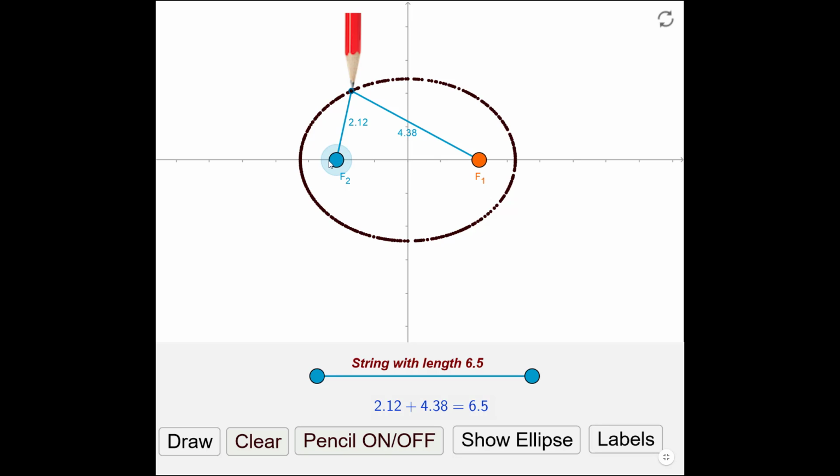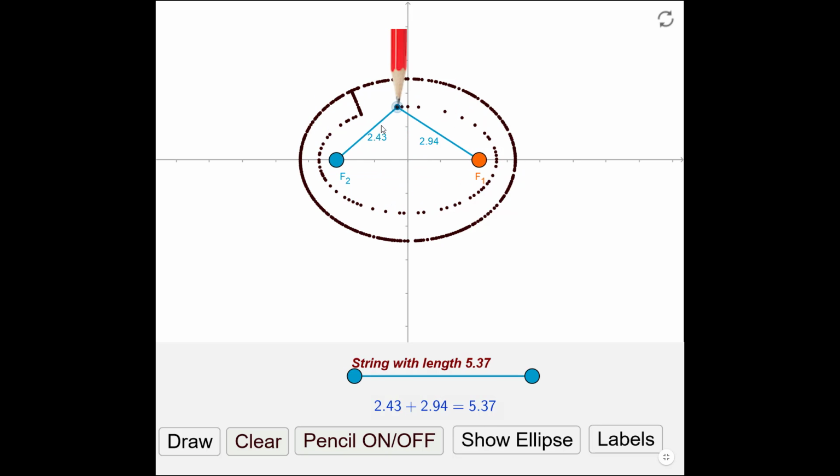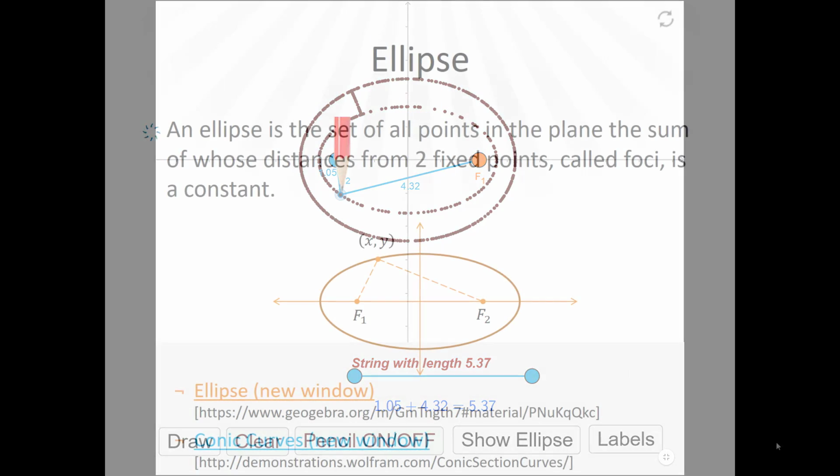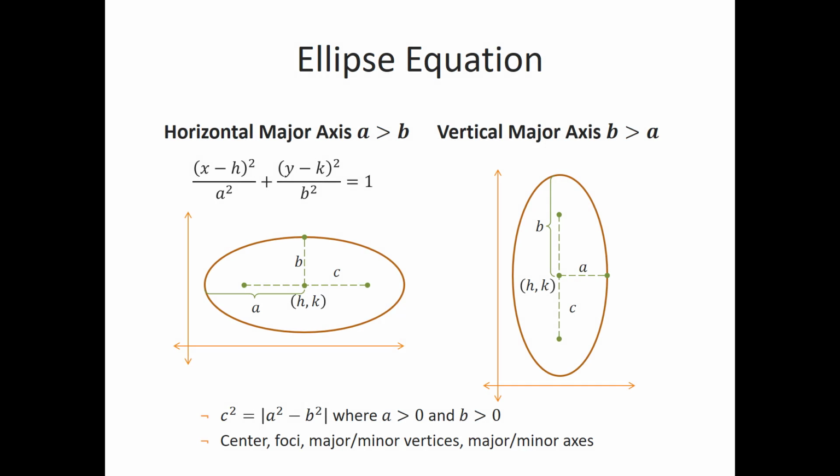And if we were to move the foci, we might end up having a different string. If we change the length of the string, we might have a different ellipse. So let's look at the equation for an ellipse.